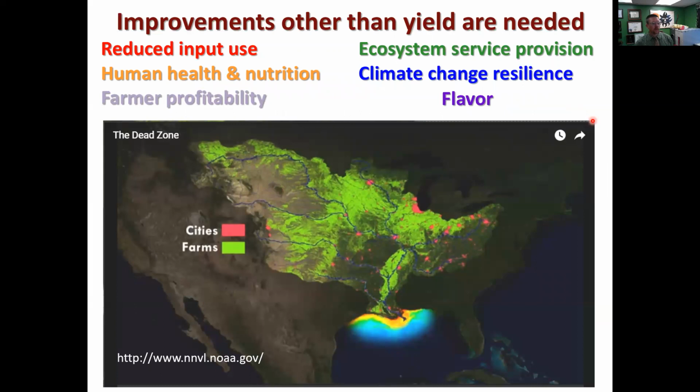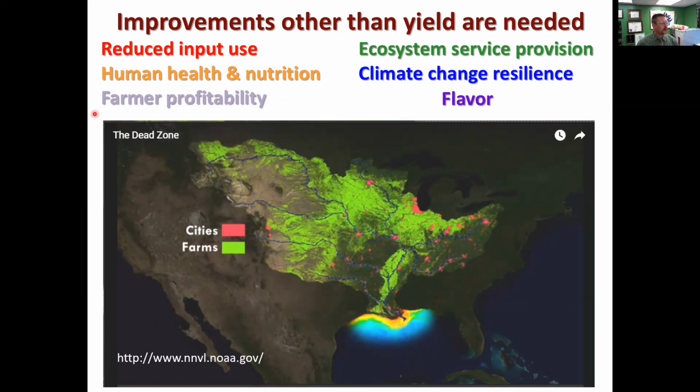Now I mentioned yield, but I don't want people just to restrict themselves to thinking about yield only. Because I think if we've learned anything over the last 50 years, from the Green Revolution to what's going on in the United States, we can't just keep our mind on yield. We need to think about reducing input use. Right? We have a dead zone in the United States from certain areas where either fertilizer is over-applied or where it just leaches through the soil before it can be utilized by the plant. Human health and nutrition. So we want not just high calories, but we want something that's going to be nutritious for the people consuming it.